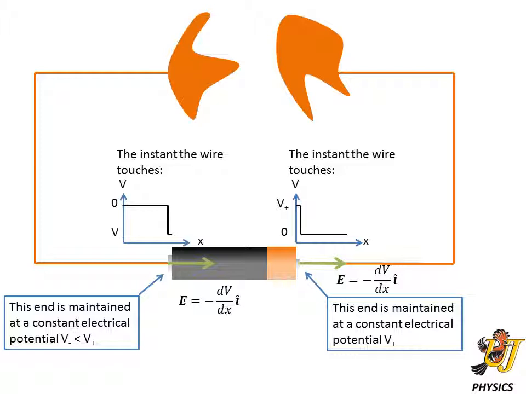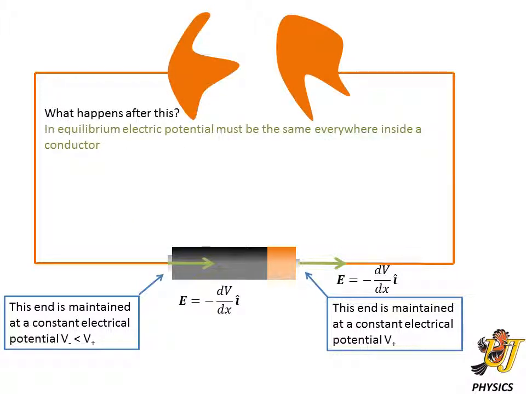Therefore, in an attempt to reach equilibrium, the conductor connected to the positive terminal of the battery becomes progressively more positively charged, while the conductor connected to the negative terminal of the battery becomes more negatively charged. What happens when equilibrium is reached? We expect that positive charge builds up on the one conductor while negative charge builds up on the other. We know in electrostatic equilibrium that the electric potential everywhere inside a conductor needs to be the same.